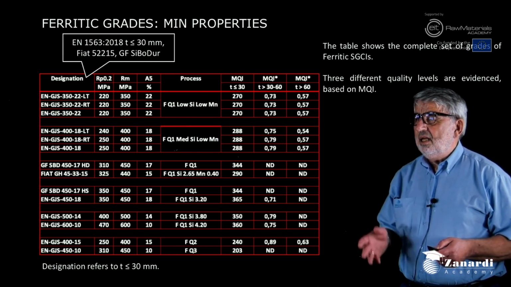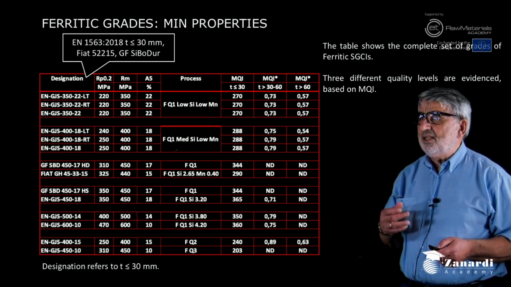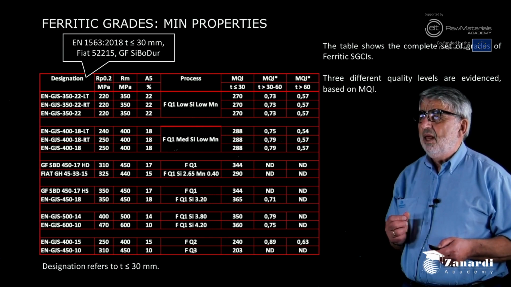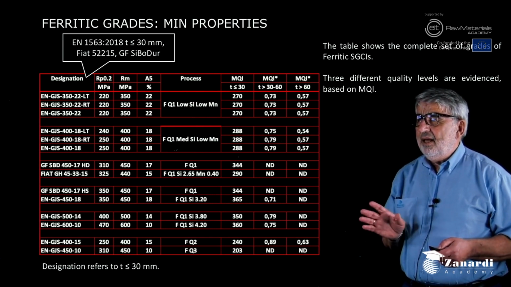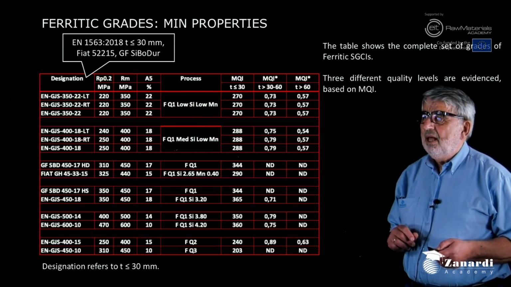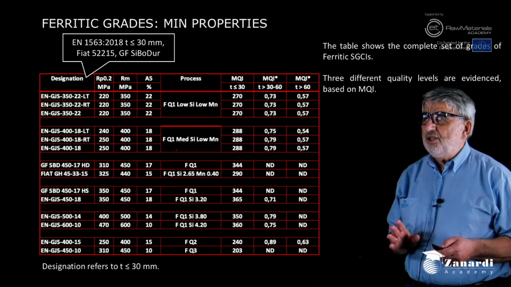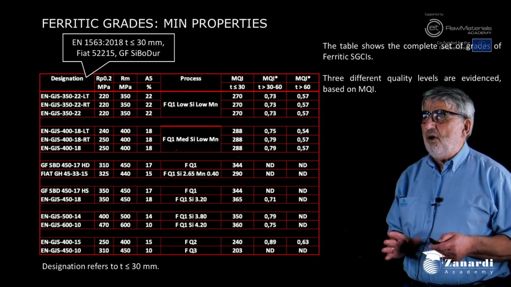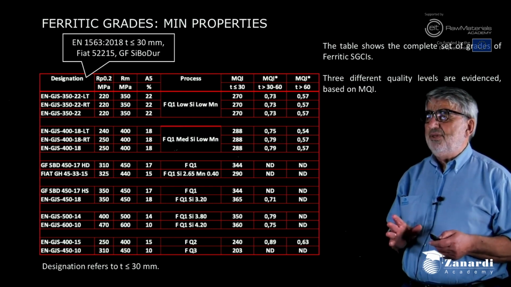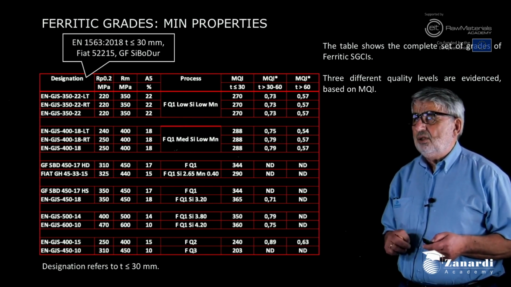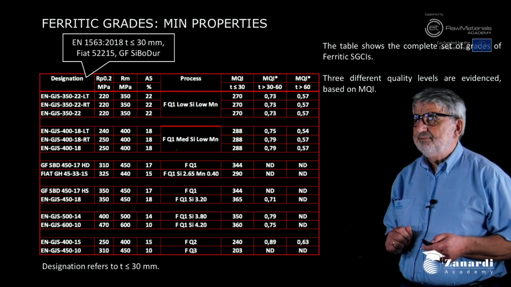yield, ultimate tensile strength, minimum elongation, then a quality description, and then you see the MQI referred to the minimum properties on the minimum thickness that is not larger than 30 millimeters.